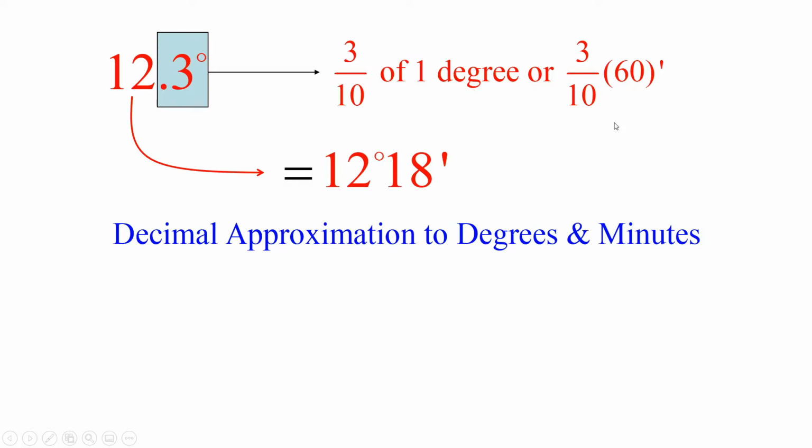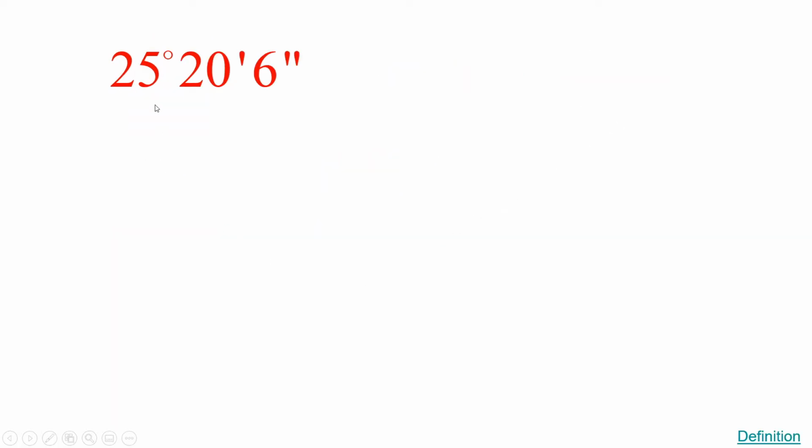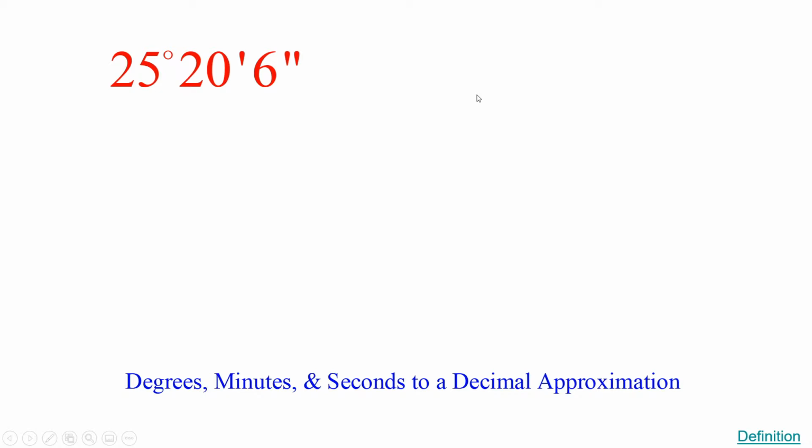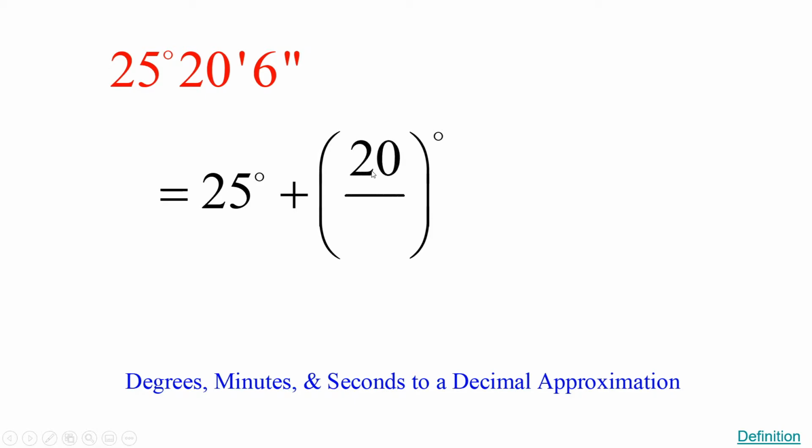There you go. Okay, hey, look at this one. Now we're going to go 25 degrees and 20 minutes and 6 seconds. We're going to do the decimal approximation of that angle. Degrees, minutes, and seconds to a decimal approximation. So 25 degrees plus 20 minutes. And let's think about that. 20 minutes, wouldn't that be a fraction of a degree? And that fraction would be 20 over, and how many minutes are in 1 degree? 60. So that's 20/60th of 1 degree.